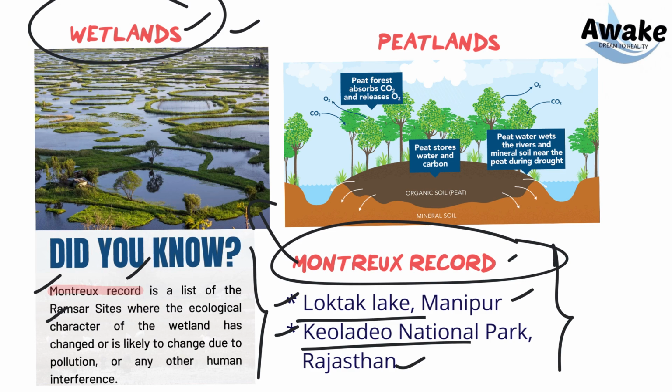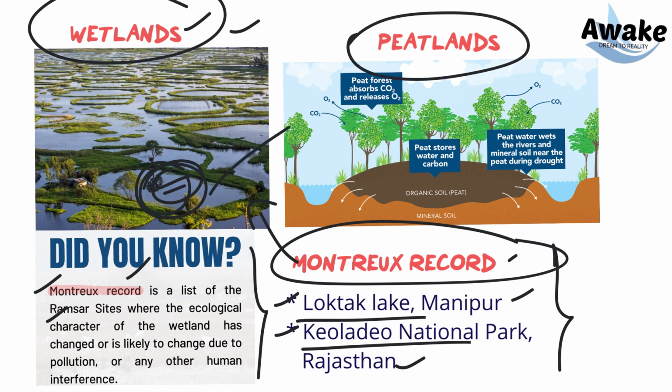So with technological development, pollution, or human interference, we need to protect these wetlands. And in these wetlands, we have a thick layer of soil formation made up of dead and decaying plant materials. This region is called peatlands. So peatlands are part of wetlands only. We are calling them by a different name.